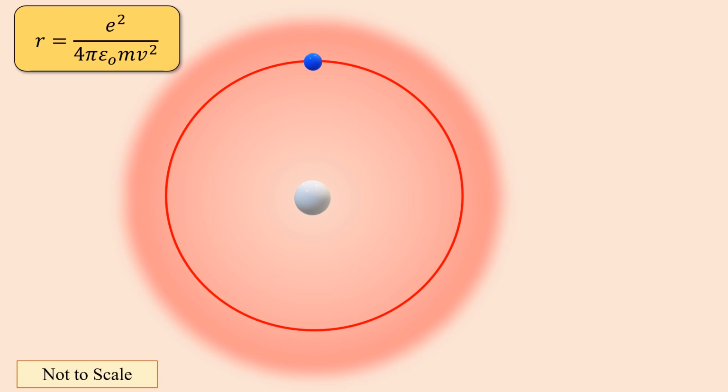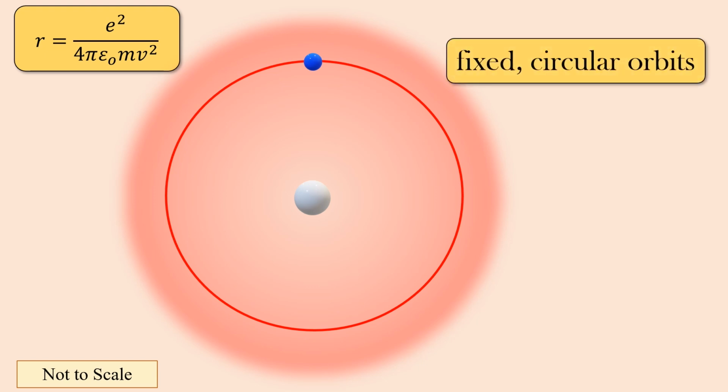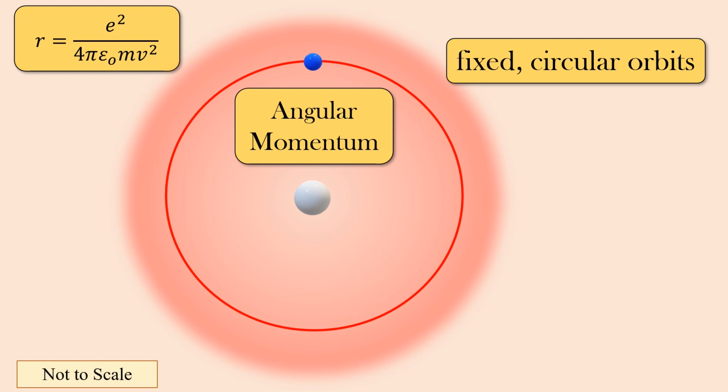Here is one of Bohr's great non-classical quantum assumptions. He proposed an existence of stationary electron orbits. Bohr assumed the electron does orbit around the nucleus, but in fixed circular orbits. So long as the electron occupies an orbit, it will neither emit nor absorb energy. Bohr also assumed that the orbits must be quantized.